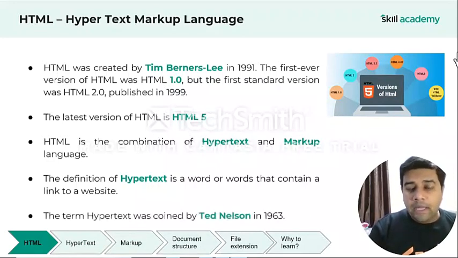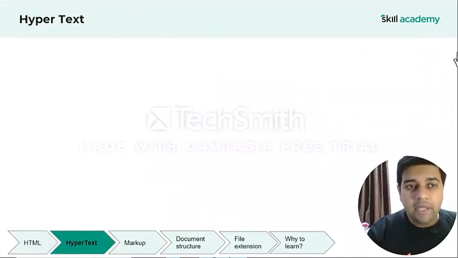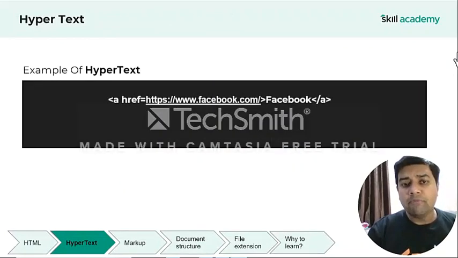Let me show you a quick example of hypertext. But before that, you need to understand the term hypertext was coined by Ted Nelson in 1963. So HTML was created by Tim Berners-Lee, but this term hypertext was coined by Ted Nelson in 1963. Now let me show you a quick example of hypertext. Suppose in your website we need to create a word Facebook. And what we want is, the moment someone clicks on this word Facebook, we want our user to be redirected to facebook.com. For that, in HTML you are going to use an anchor tag.